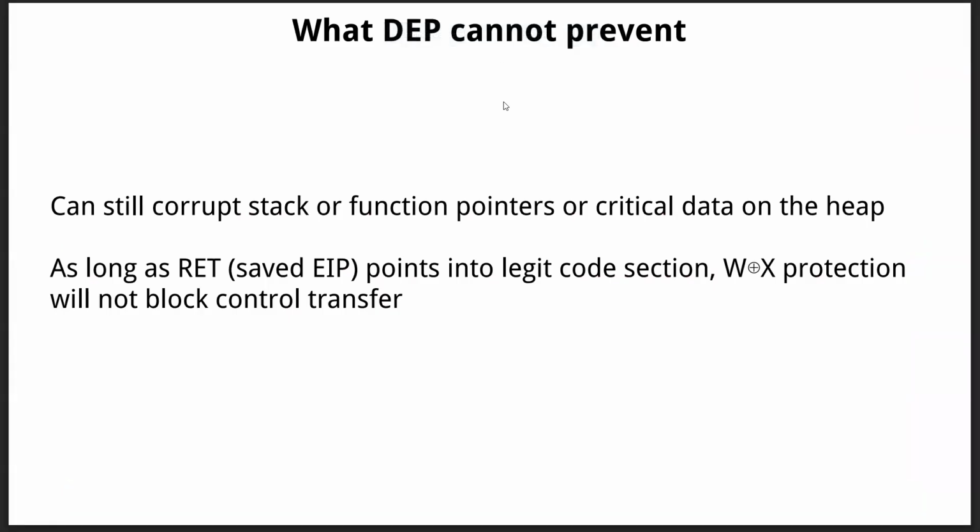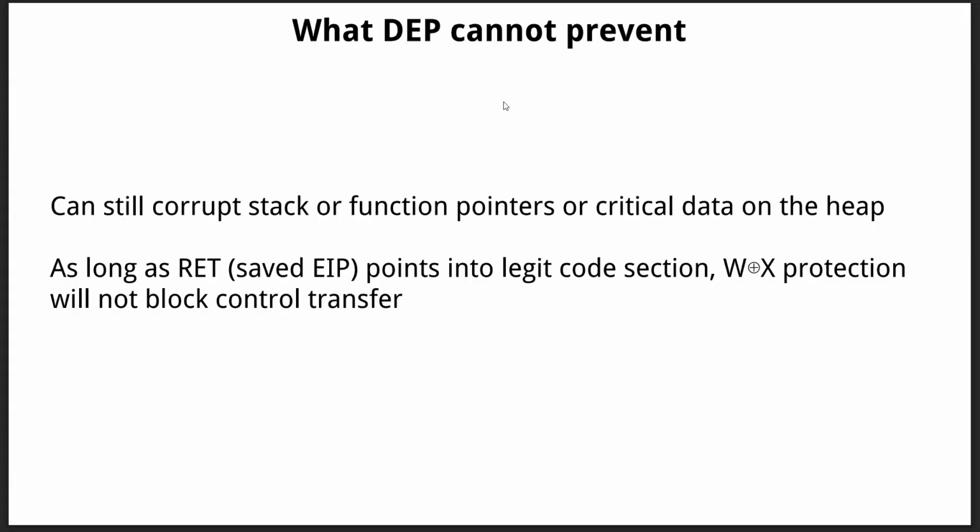So what DEP cannot prevent: you can still corrupt the stack. You can still put the shellcode there, or you can overwrite the variables on the stack. You just cannot execute code there. You can also obviously corrupt data on the heap, but we haven't talked about the heap yet. That's something we will cover in the second half of the class. And you can still overwrite the return address in this case. It doesn't stop you from overwriting the return address. It only stops you from executing code on the stack.